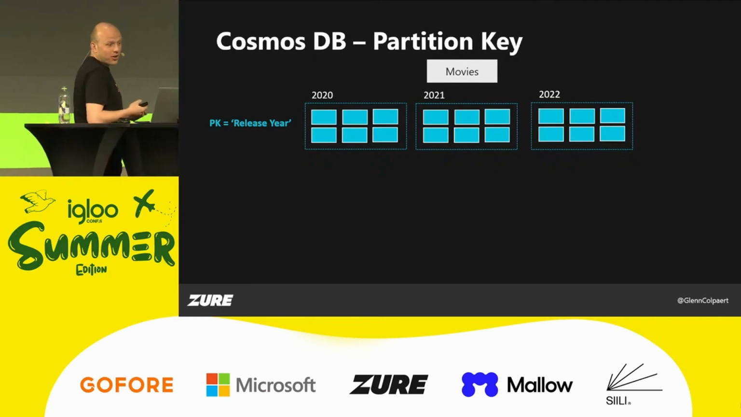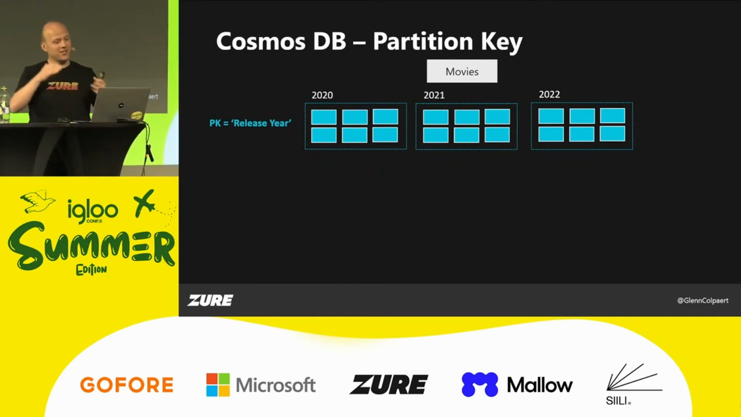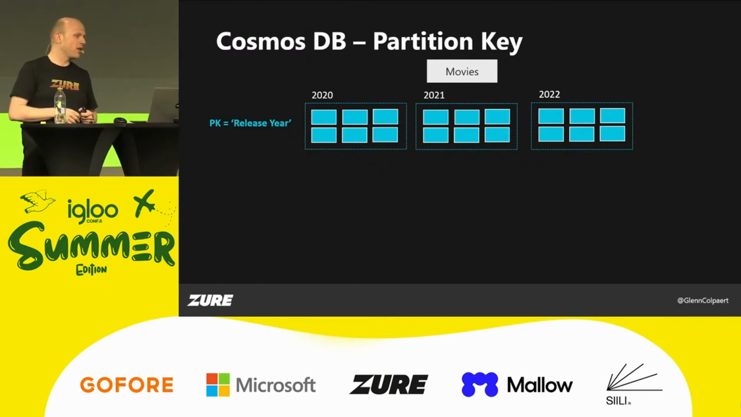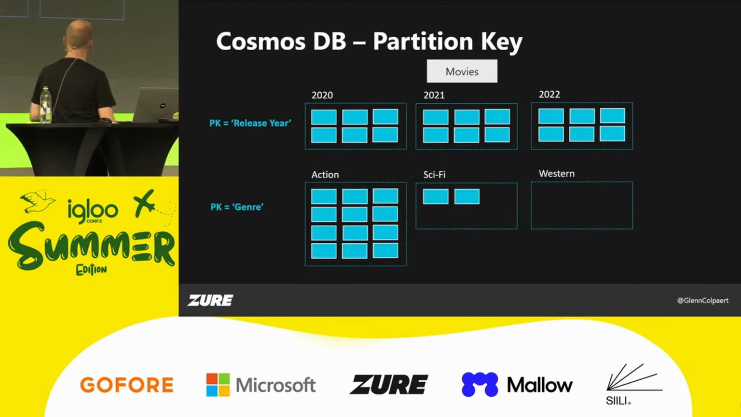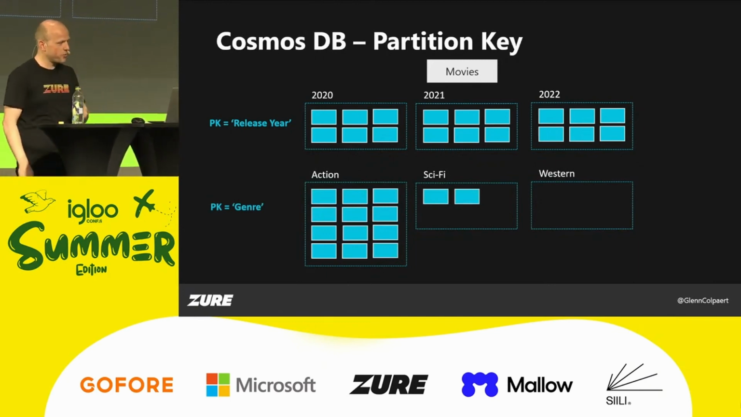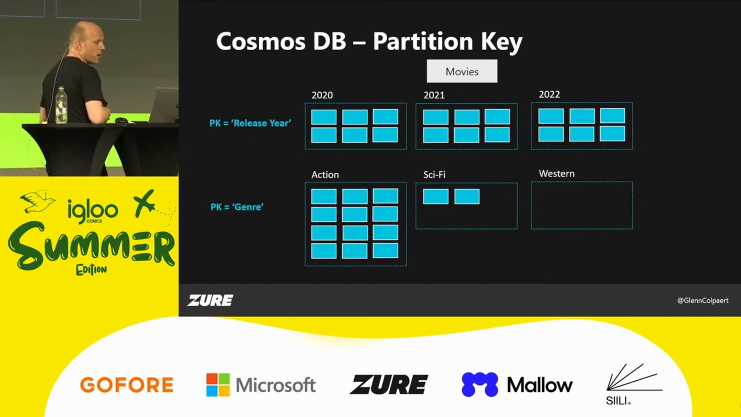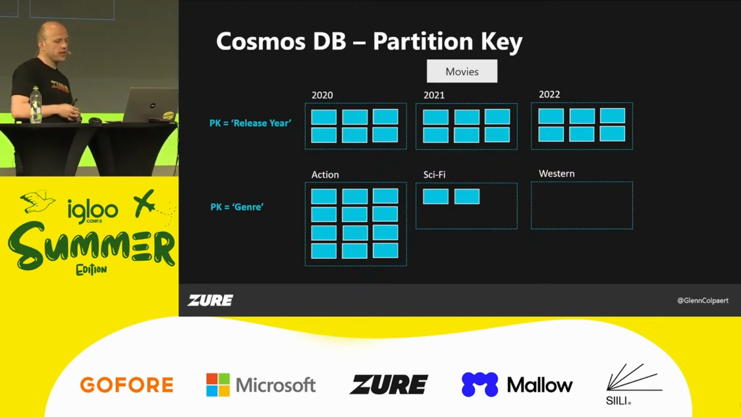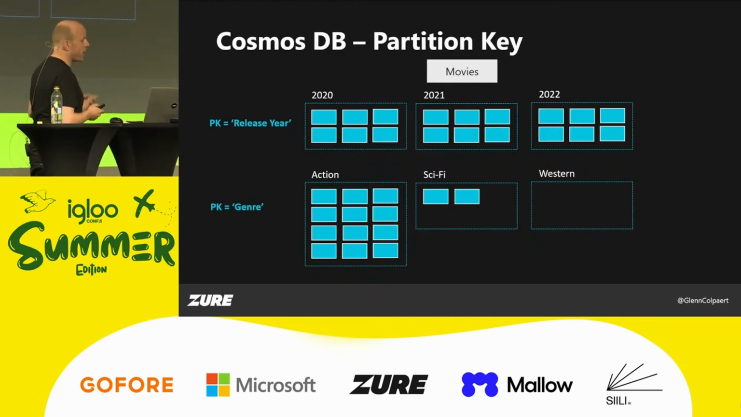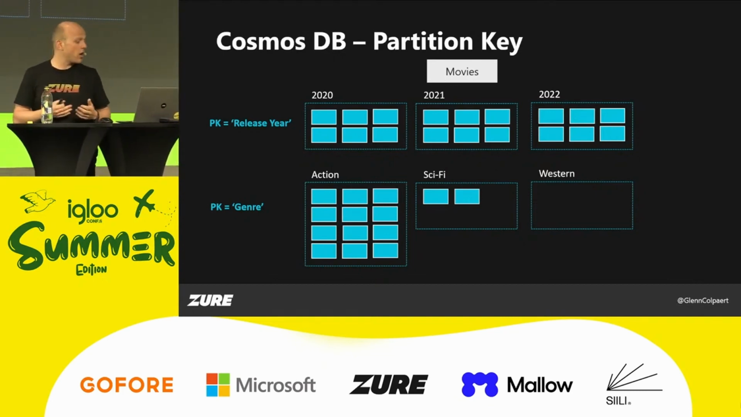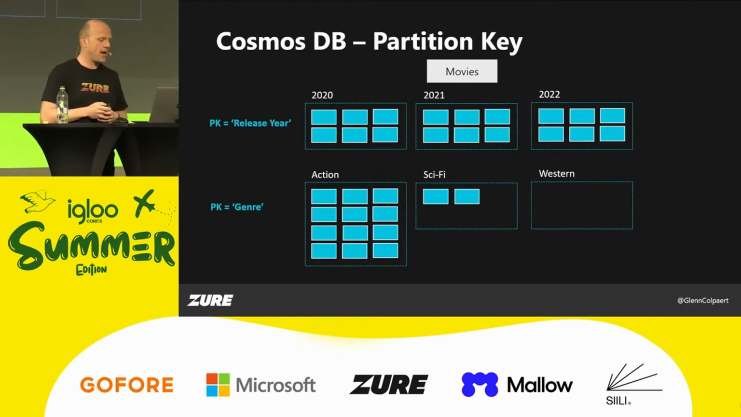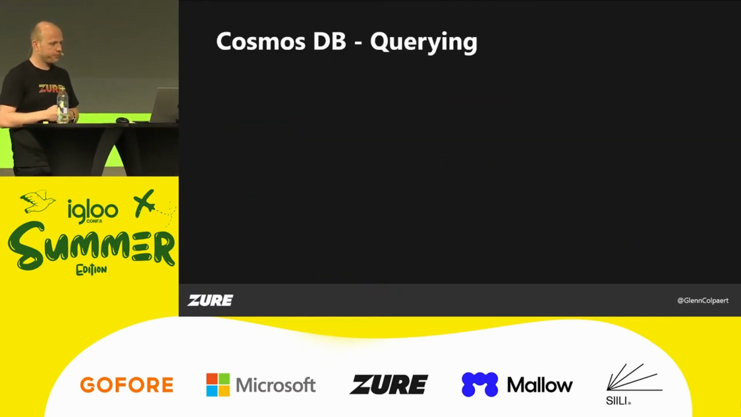Release year was a pretty good option as a partition key, as you have pretty stable items and distribution over there. If you would have chosen something like genre, surprisingly, the most popular genres within movies are action movies. There are some sci-fi movies there, but apparently nobody likes westerns anymore. So action or genre would be a bad partition key.